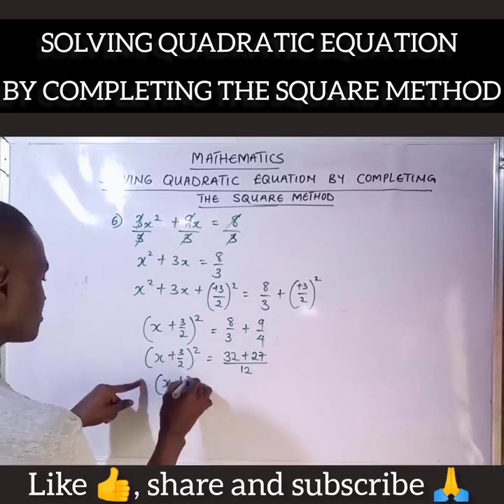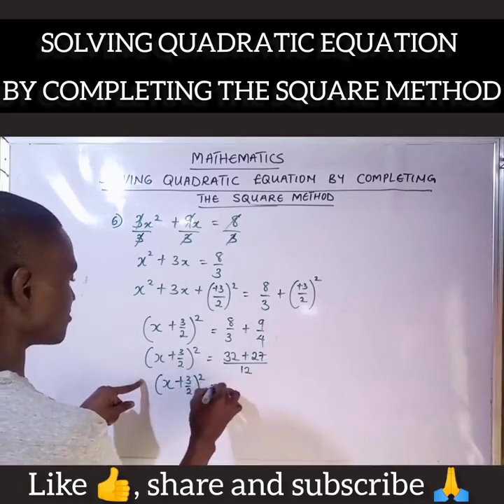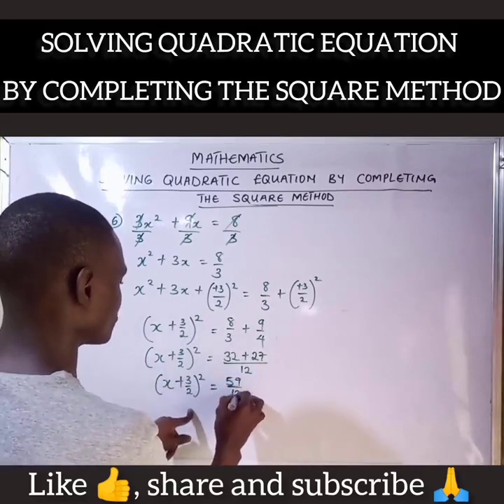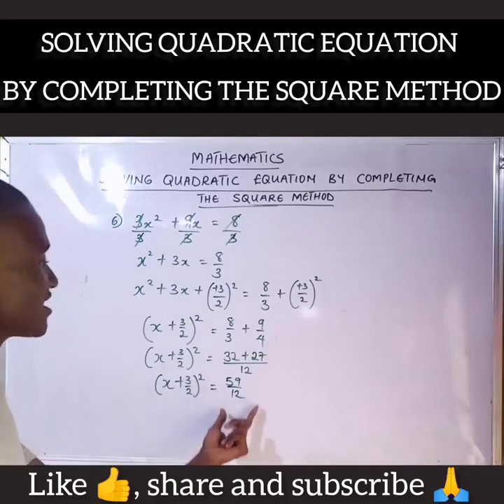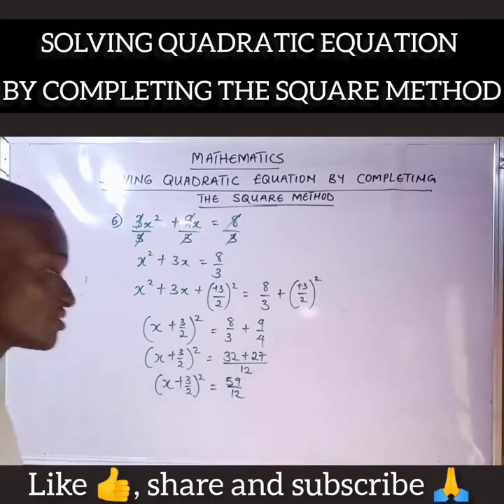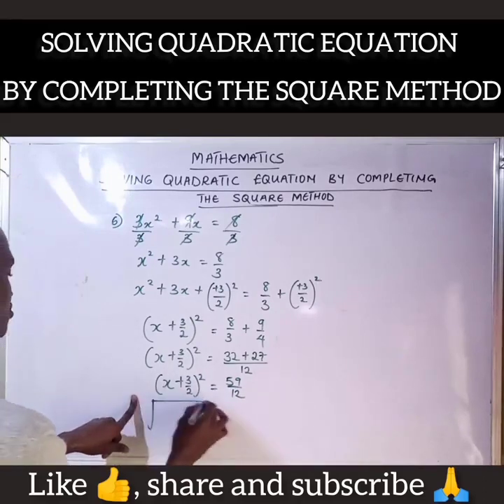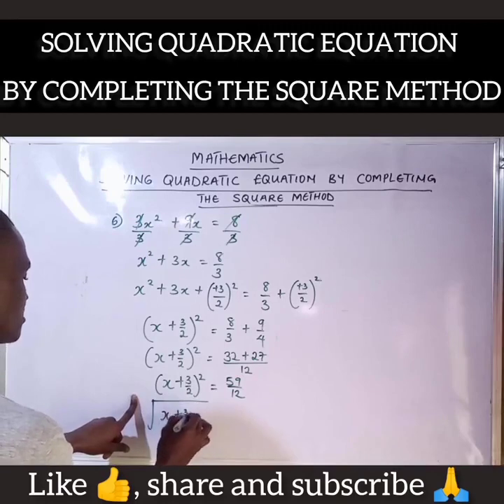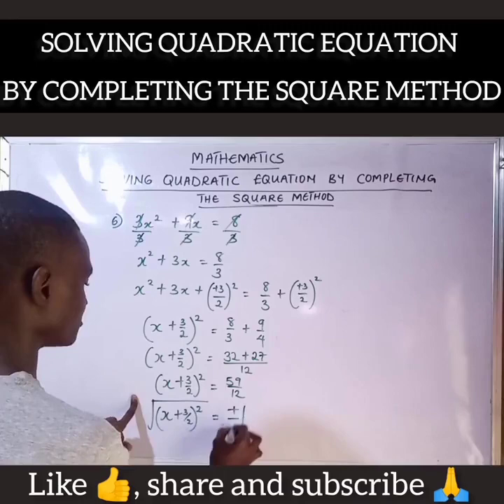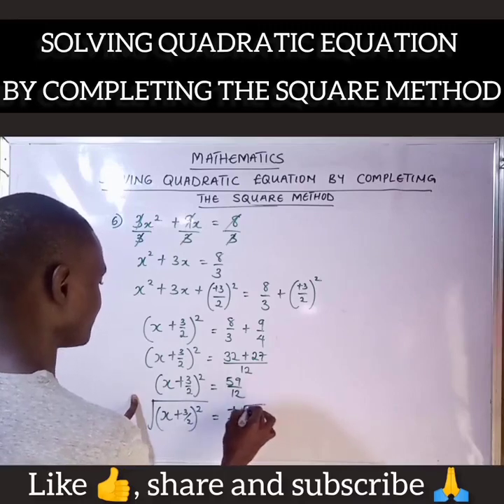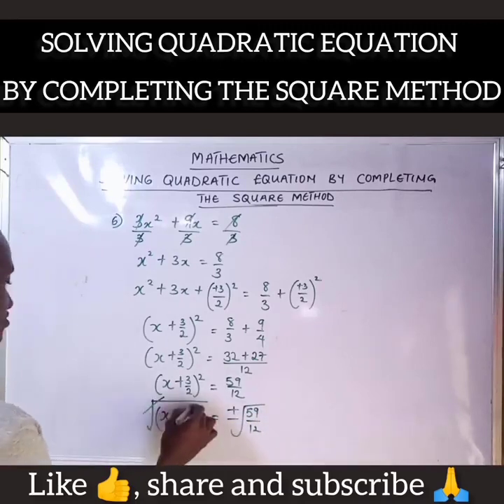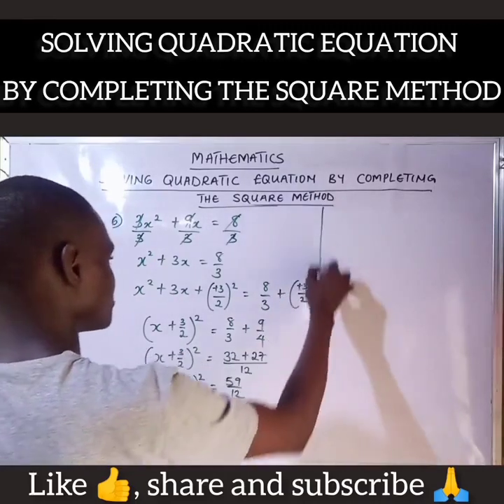So let me simplify what I have here. This is x plus 3 over 2 to the power of 2 is equal to what? To 59 over 12. So at this junction, now that I have the answer to this, the next thing is to find the square root of both sides. So I'll be saying the square root of x plus 3 over 2 squared should be equal to plus or minus the square root of 59 over 12. Now this cancels this, and let me come down to this side.